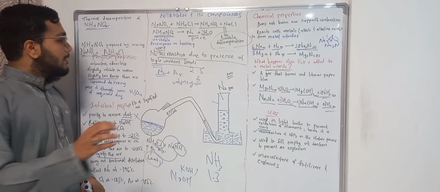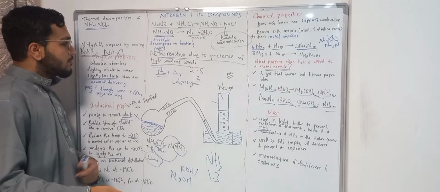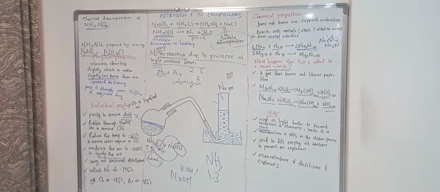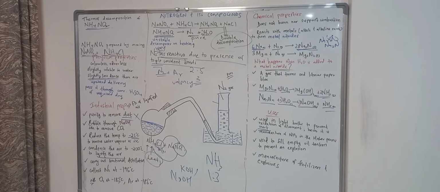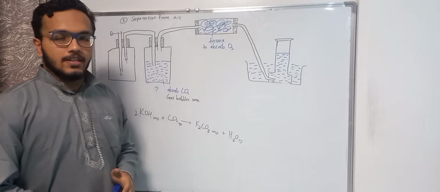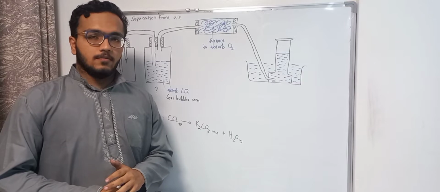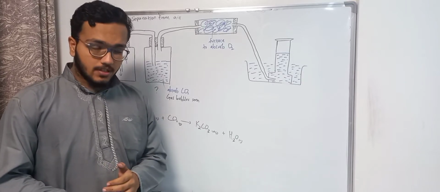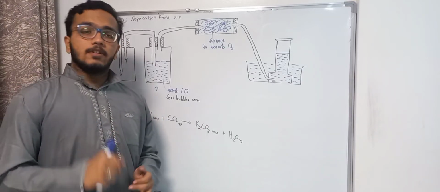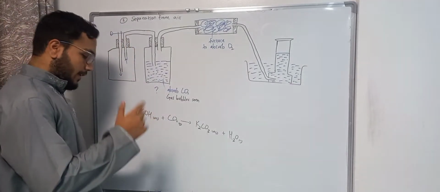So our last method of preparation will be separation from air. Let's just briefly go through it. So our last part in preparation of nitrogen is separation from air. So we discussed already two other methods, thermal decomposition of freshly prepared ammonium nitrate and fractional distillation of liquefied air. So our final method is separation from air.